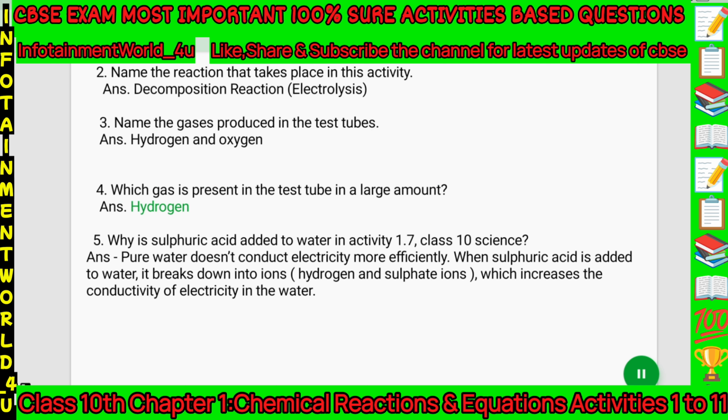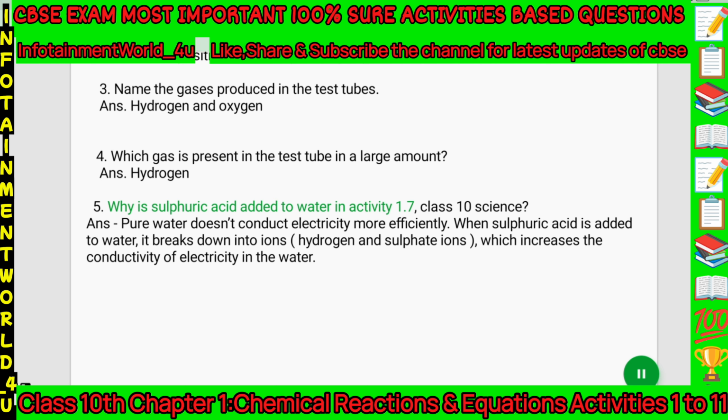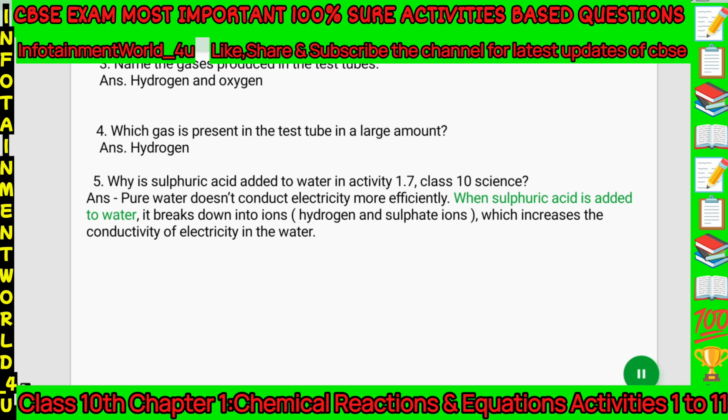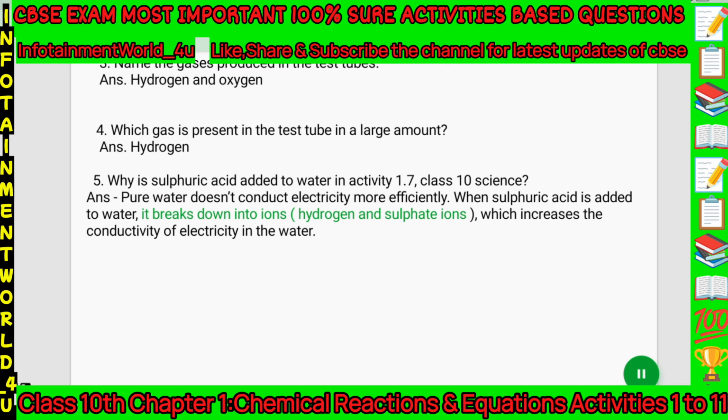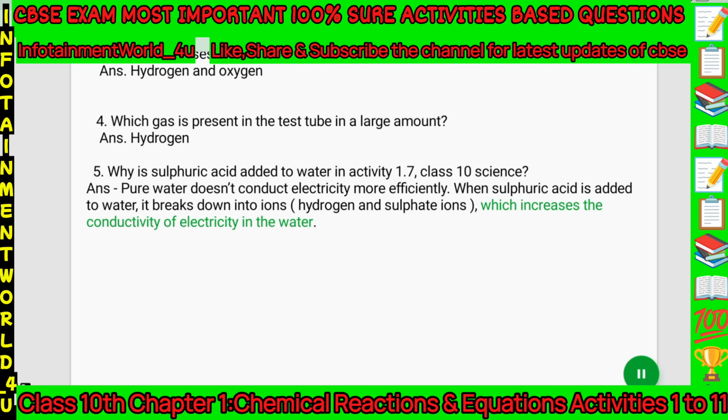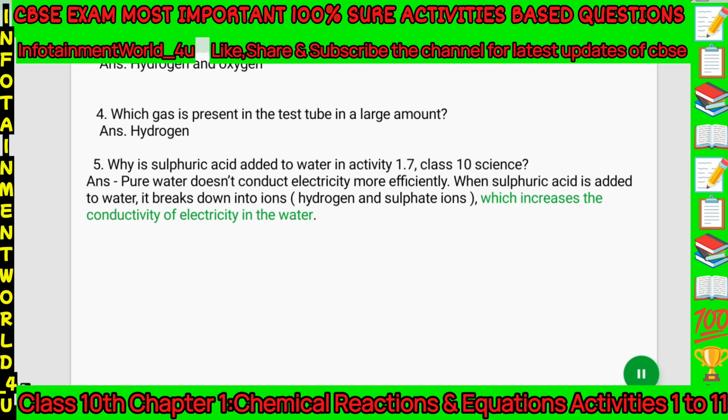Ans. Hydrogen. 5. Why is sulfuric acid added to water in Activity 1.7, Class 10 Science? Ans. Pure water doesn't conduct electricity efficiently. When sulfuric acid is added to water, it breaks down into ions, hydrogen and sulfate ions, which increases the conductivity of electricity in the water.